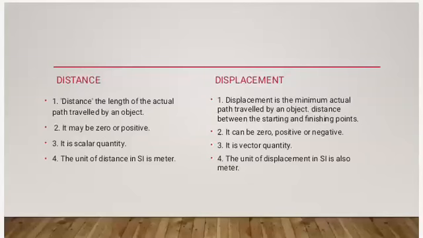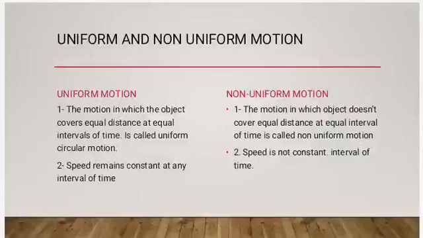Distance may be 0 or positive. Displacement may be 0, positive or negative. Distance is a scalar quantity. Displacement is a vector quantity. Distance has a unit, SI unit, meter. Displacement, SI unit, also is a meter.